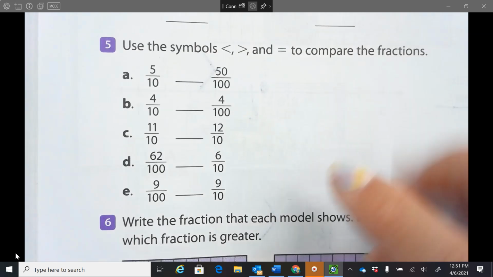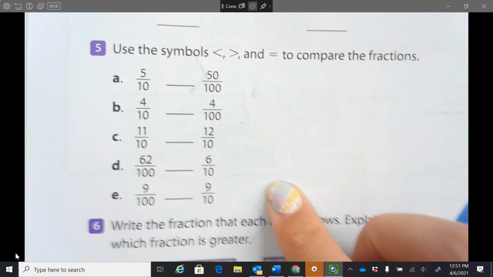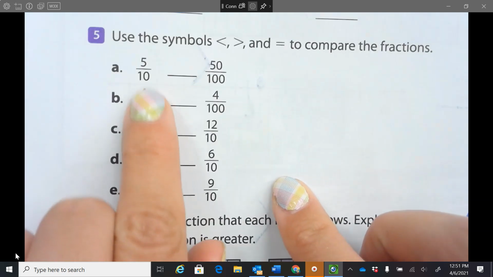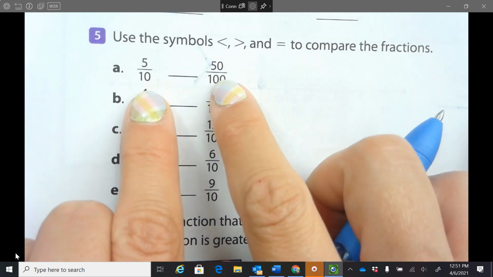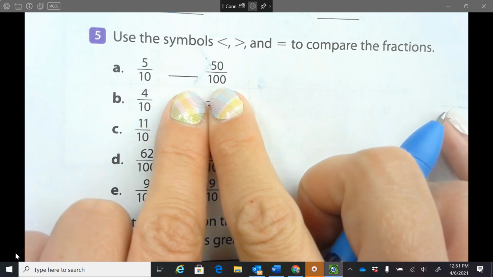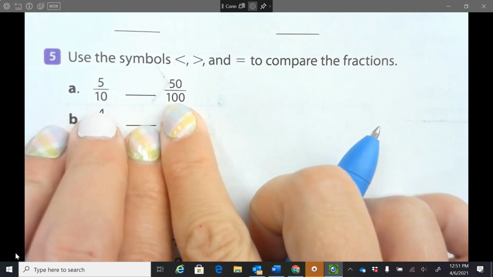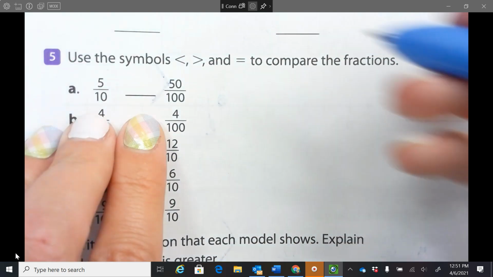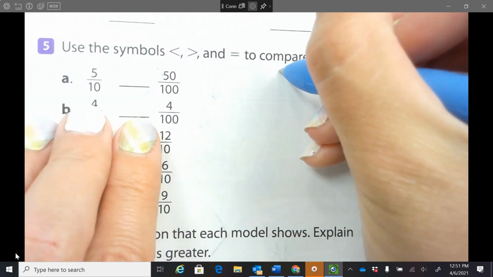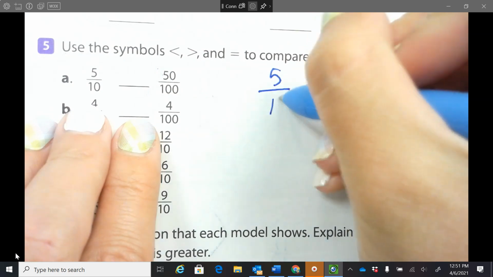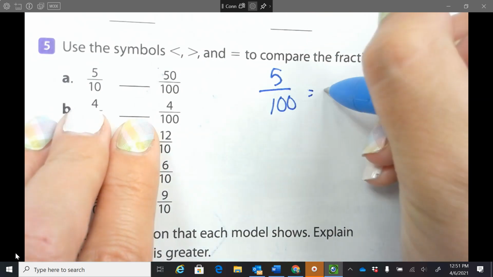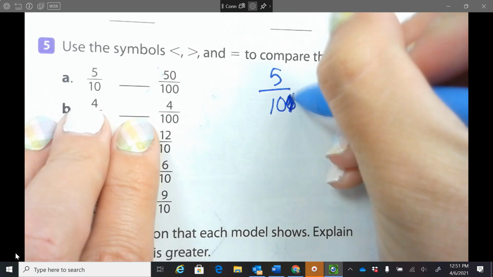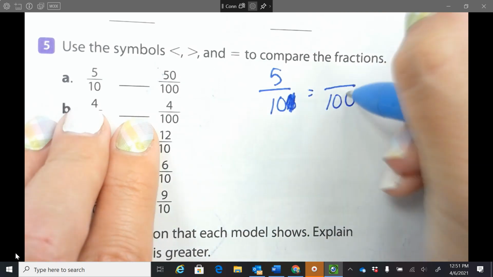All right, let's compare these fractions. Use these symbols to compare the fractions. We have 5/10 or 50/100. Do these fractions have the same denominator? No. So we need to make them have the same denominator. So let's change 5/10 to have a common denominator of 100.